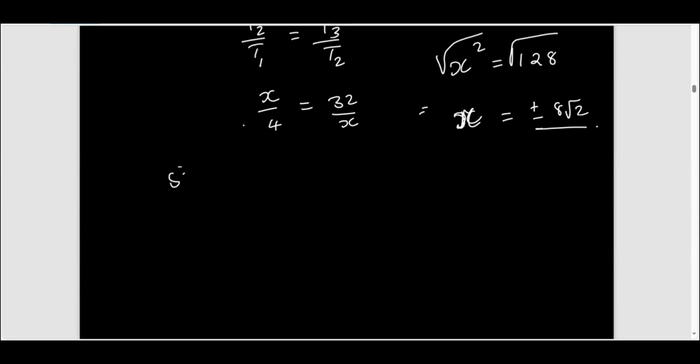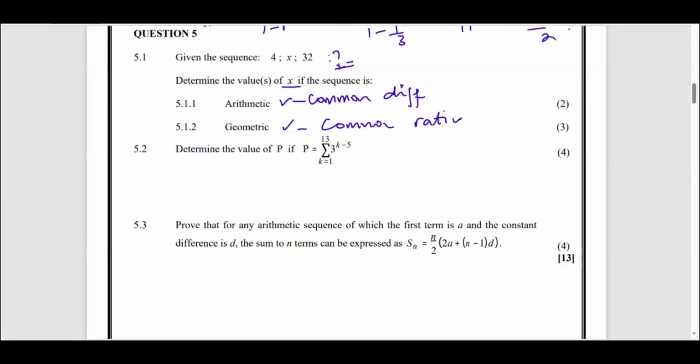All right, 5.2. Determine the value of P if P is the sigma notation from K equals 1 up to 13, 3 to the K minus 5.